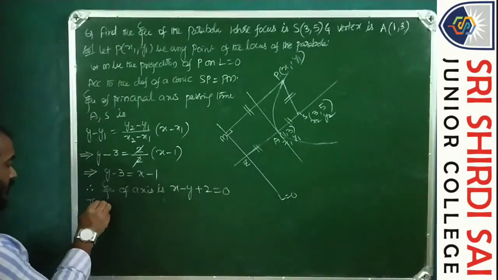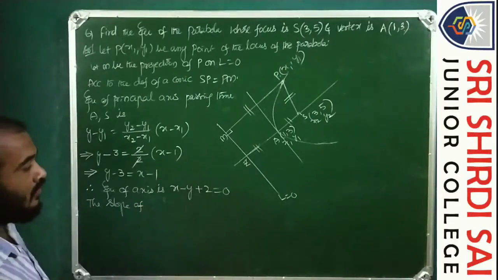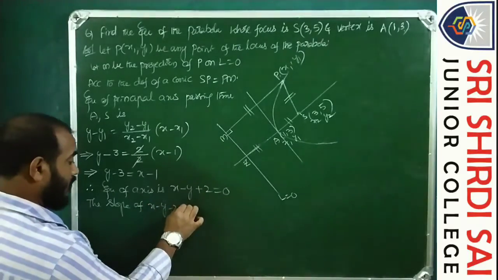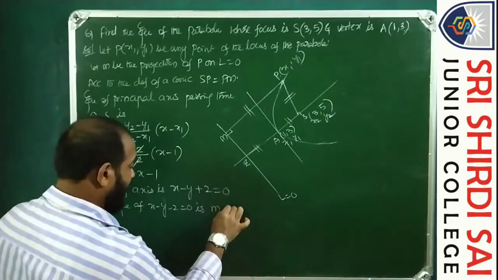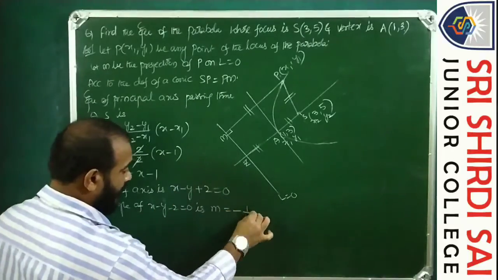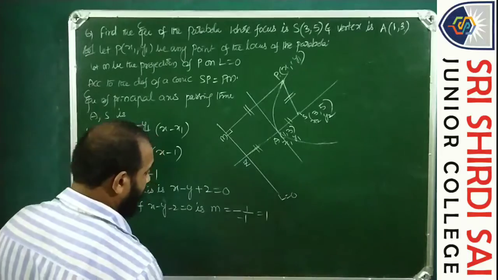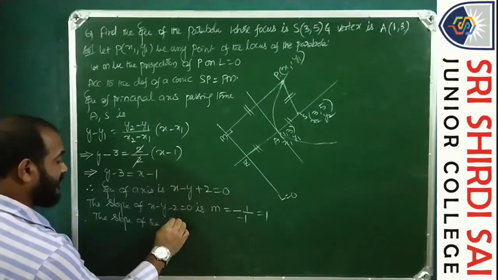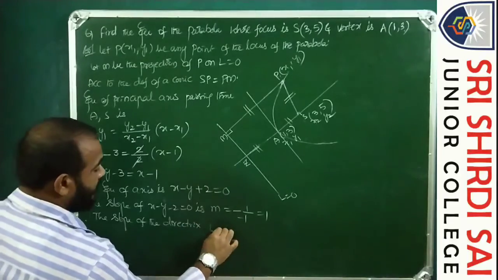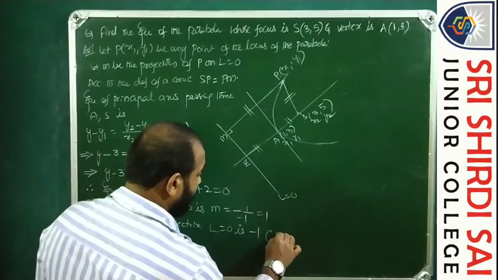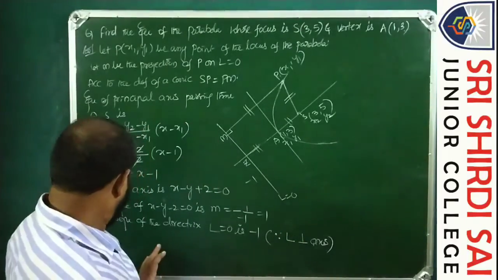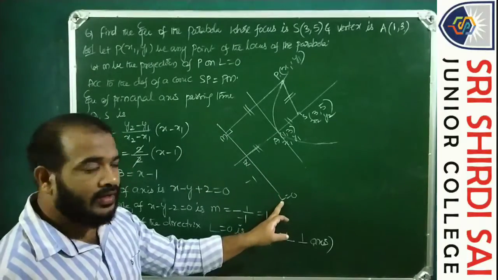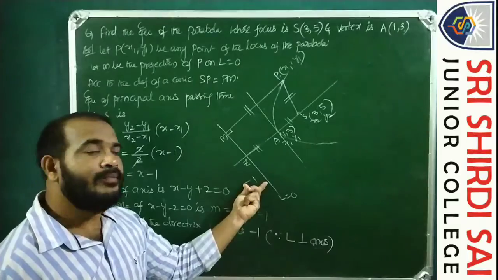The slope of x minus y plus 2 equals to 0 is m equals minus a by b, where a is the x coefficient and b is the y coefficient, minus 1. So this is 1. Therefore, the slope of the directrix L equals to 0 is minus 1, since L is perpendicular. Okay, and to find the equation of a line along with the slope, one point is also needed.